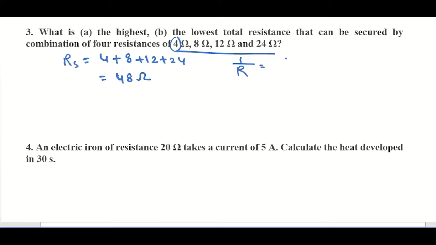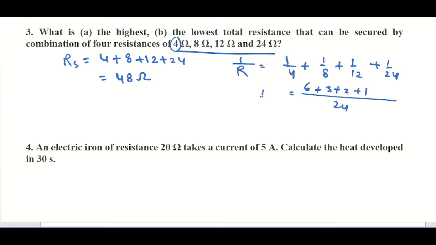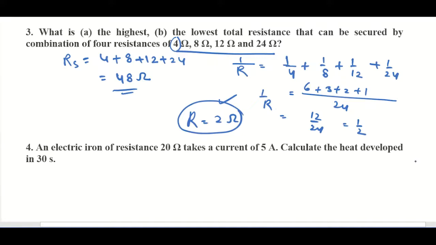So when we need to find the maximum, we will connect them in series, and when we need to find the least resistance, then we will connect them in parallel. So take the LCM. This becomes 12 by 24, means 1 by 2, and R is equal to 2 ohm. So minimum resistance is 2 ohm, maximum is 48 ohm.